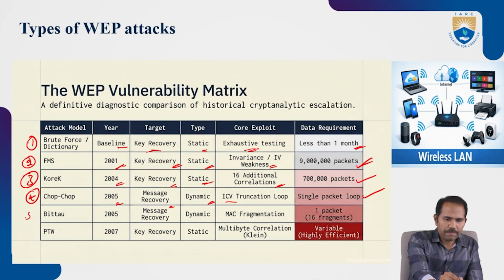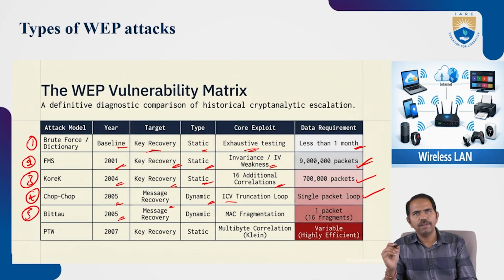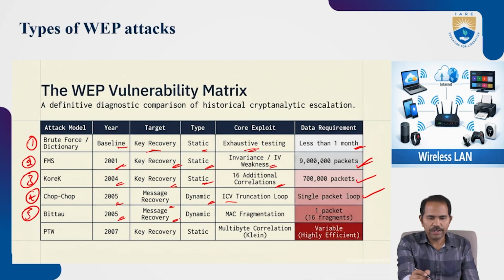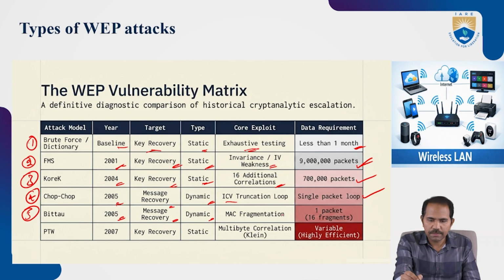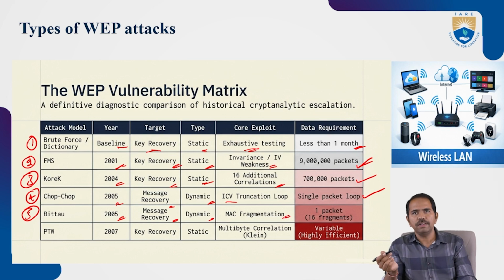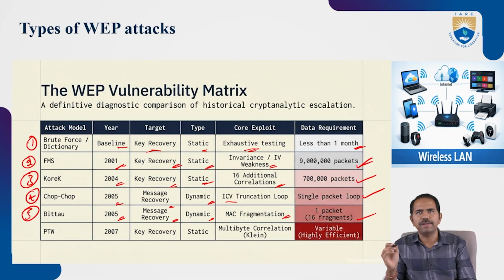The fifth type is the fragmentation attack, also from 2005. It is also message recovery and of the dynamic type, with a dynamically generated message. The core exploit is MAC fragmentation. The data requirement is 1 packet or 16 fragments.